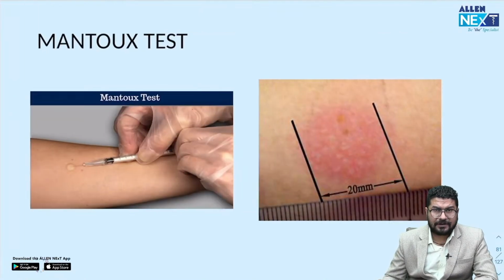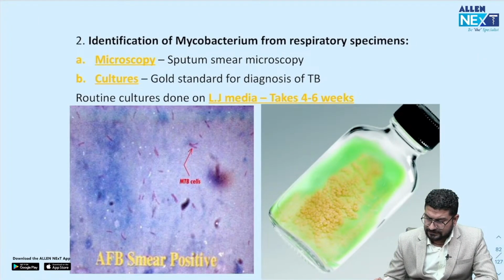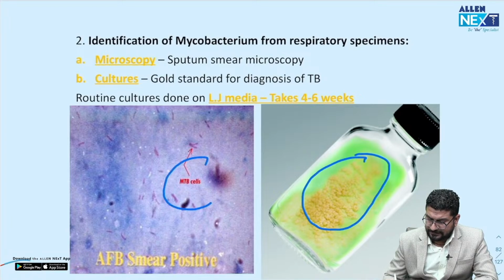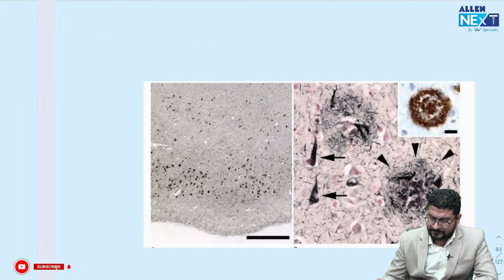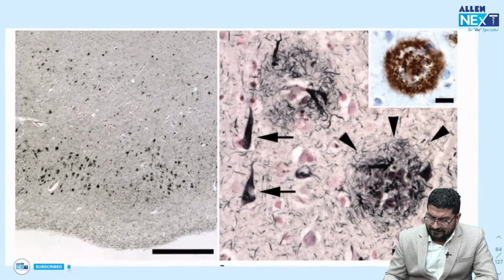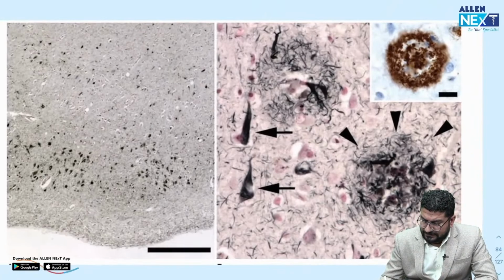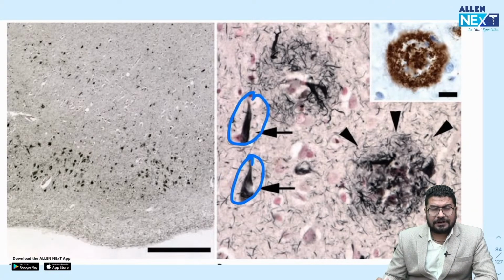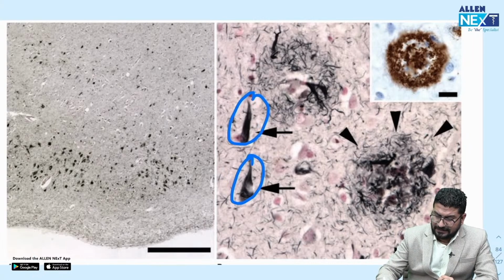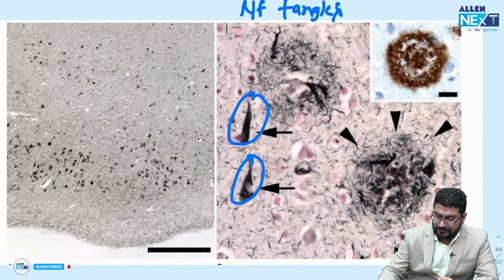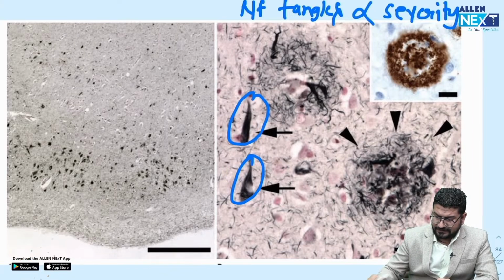Then this is how we perform the Mantoux test. These are rough, tough, buff colonies. You can see the AFB smear. Then we have discussed dementia. You can notice here these are called neurofibrillary tangles. Just remember these tangles are directly proportional to severity. So the more the tangles, the more severe the disease.